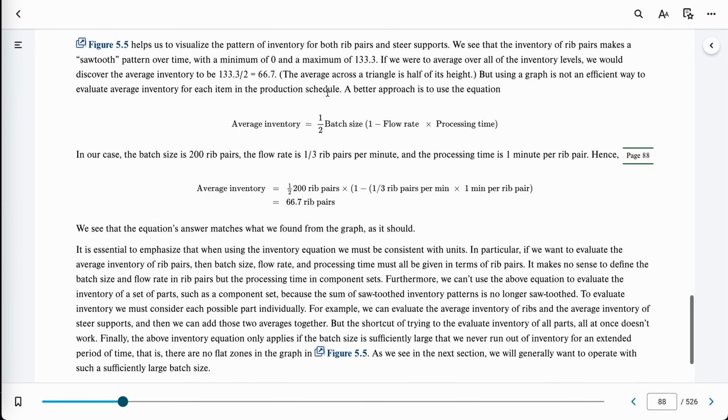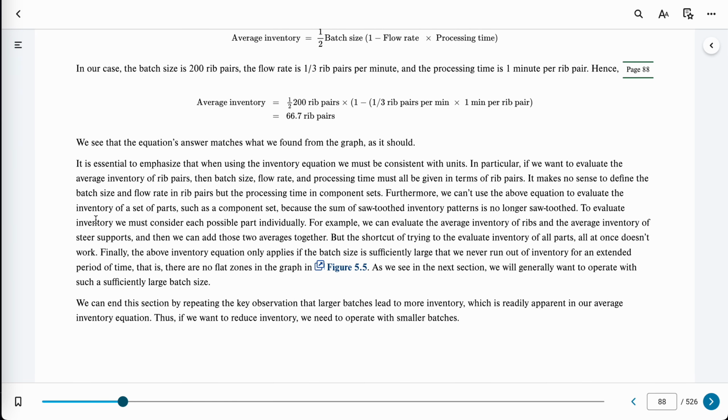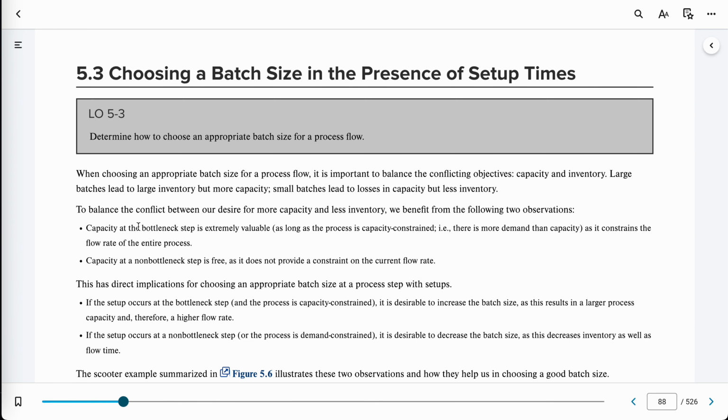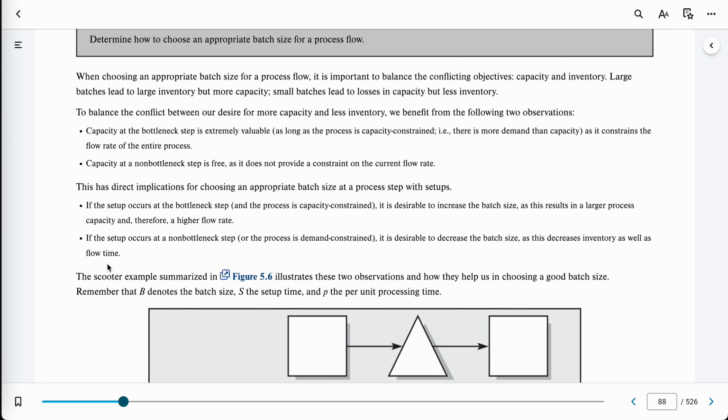So we can calculate the average inventory and so on. The key question is, you cannot have a very large batch, but you should not have too small a batch either, right? If you want to reduce inventory, we need to have smaller batches. So what is the optimal batch size in this case? What is the actual batch size that we should produce? The capacity of the bottleneck step is extremely valuable, so that tells us exactly what we are going to do.